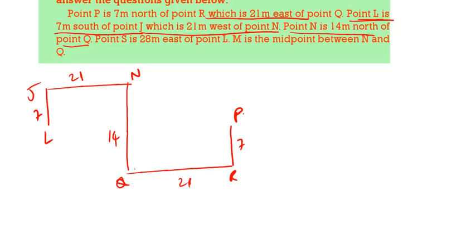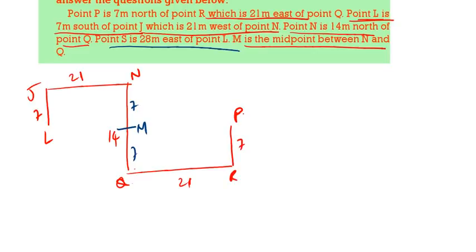L is 7 meters to the south of J. Then M is the midpoint of N and Q. So here we will get M. That means L, M, P are in a straight line. That means here this is 7, this is 7. 7 plus 7, 14.